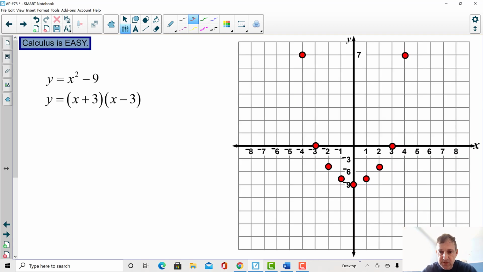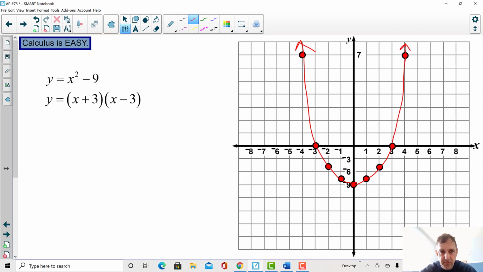Okay, for this question, we're just doing kind of a review. If you had something like y equals x squared minus 9, the minus 9 is kind of like the y-intercept. And if you factor it, you can see that the x-intercepts are going to be -3 and also +3. So that's where these x-intercepts are coming from. So this is just a basic parabola. Let's go ahead and connect all these dots. And it would look something like this.